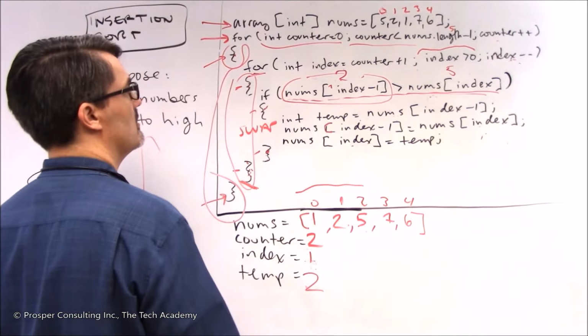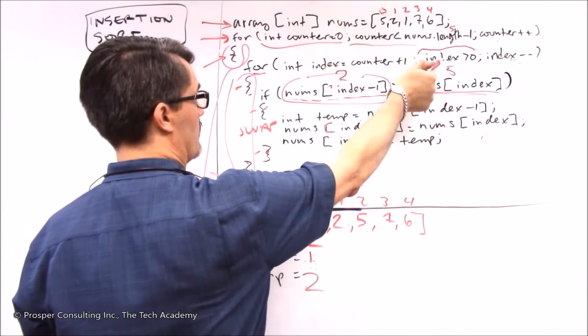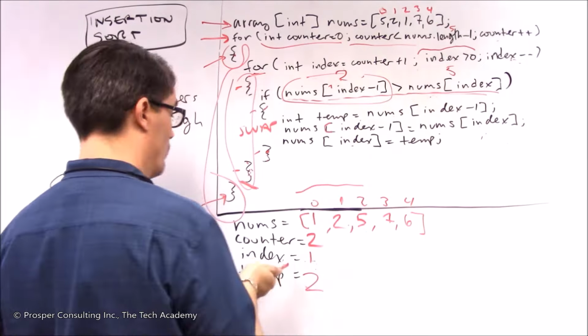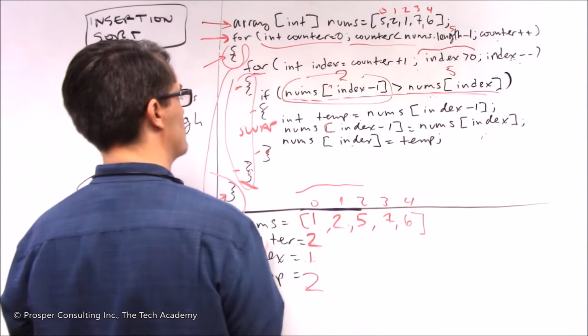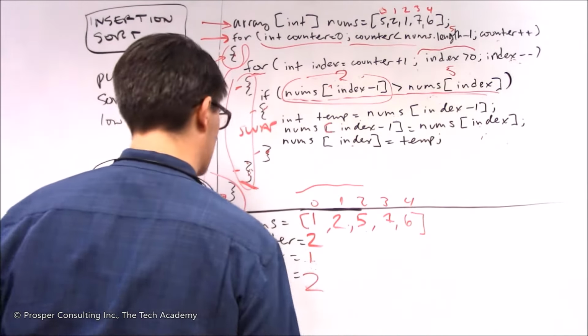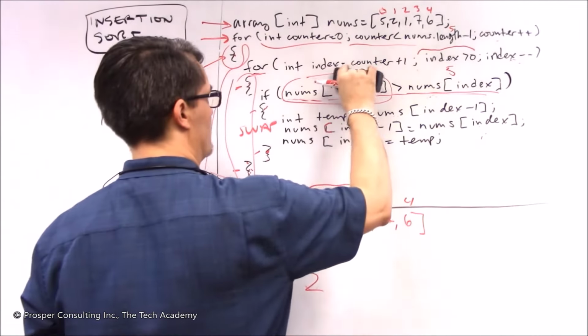All right, good. Now, check the conditional. Are we going to do this loop? Index greater than 0? Well, it's 1. 1 is greater than 0. So yeah, we are going to do the loop. And now we hit this again. And here we have compare 2 different numbers.